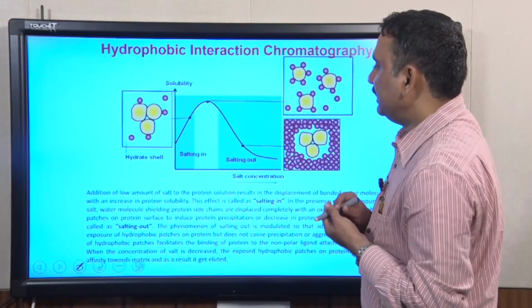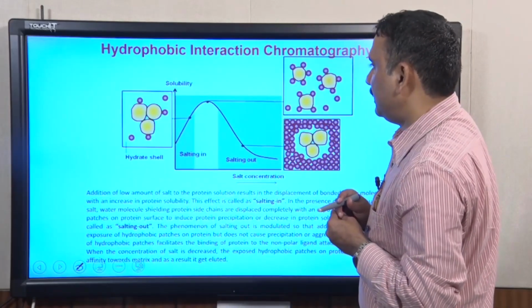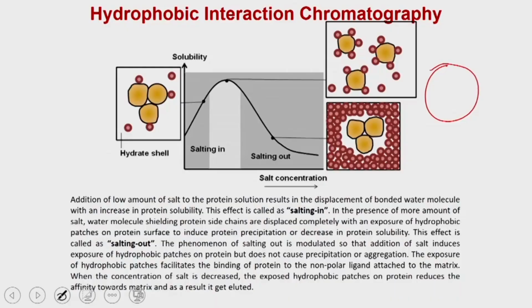You can imagine that you have a protein, and outside the protein you have the hydration shell, which contains water molecules. You know that the water molecule is going to have more affinity for salt compared to its association with the protein.